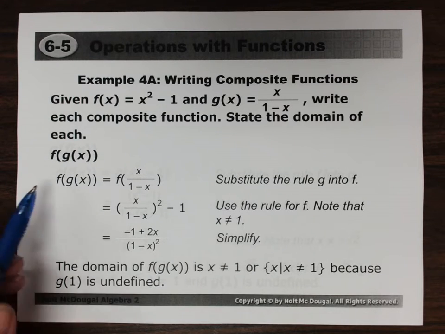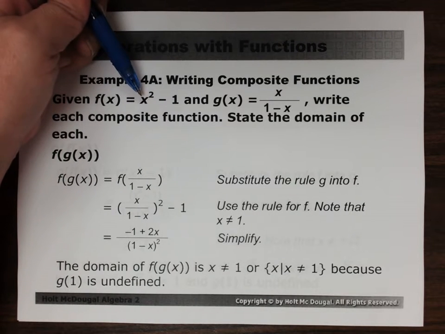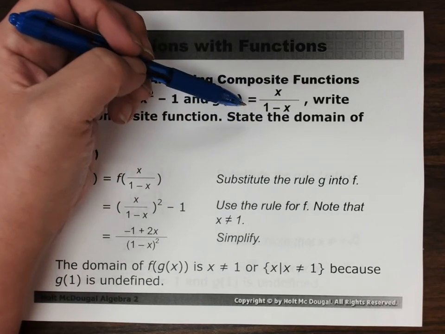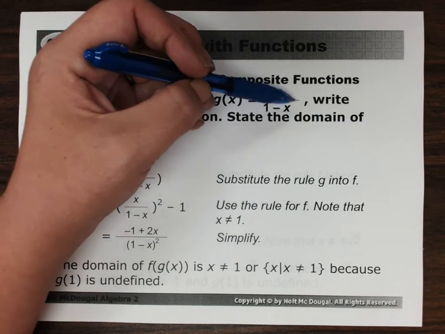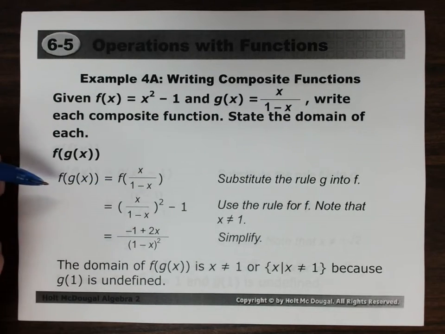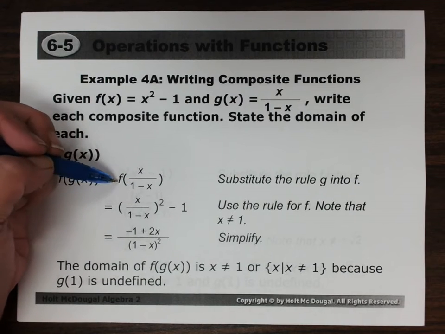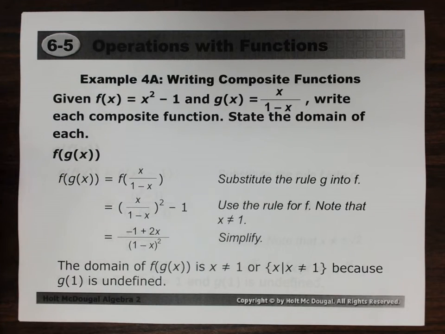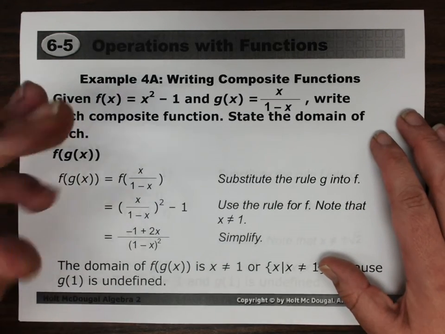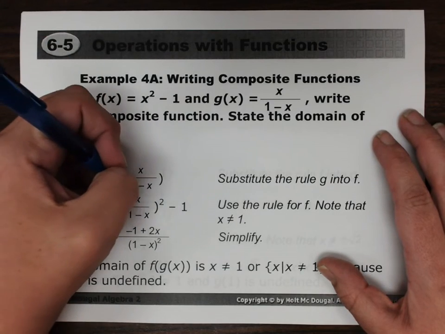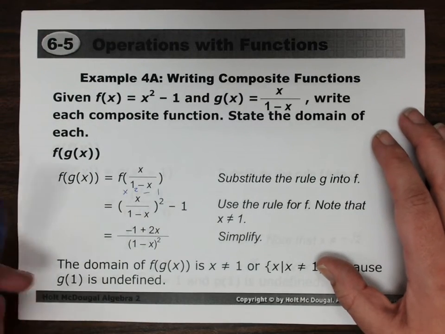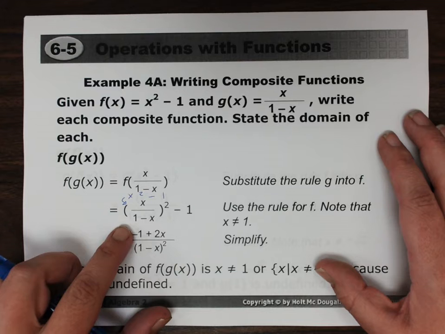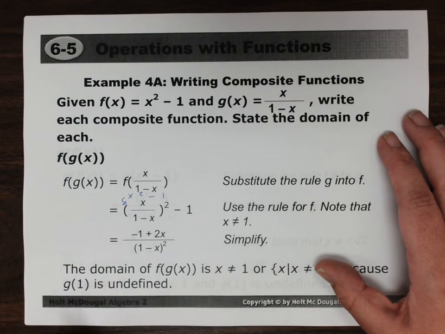So what that's telling me is that everywhere in f that I have an x, and I only have one here, in x squared, I need to plug in, instead of a number, this other entire equation. If you notice, f of g of x is really f of this other function, x over 1 minus x. Now let's look here. We had x squared minus 1, and this x squared has had the substitution of this other equation in it: x over 1 minus x, all squared, minus 1.